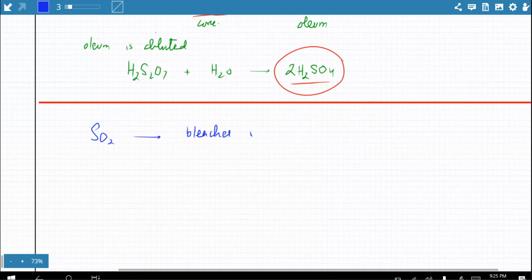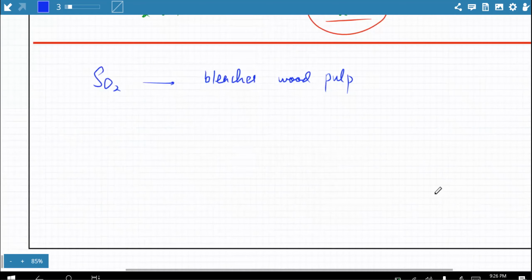What do you make from wood pulp? From wood pulp you make paper. Now wood pulp is basically yellow in color. Paper is made from wood pulp and that is white in color. So that whiteness actually comes from sulfur dioxide. So sulfur dioxide is used for that, and another thing that sulfur dioxide is very useful for is it's a food preservative.